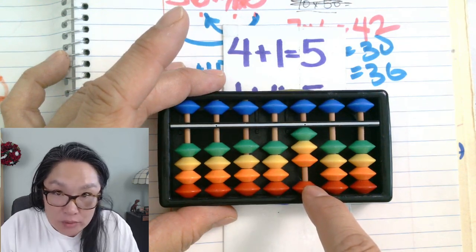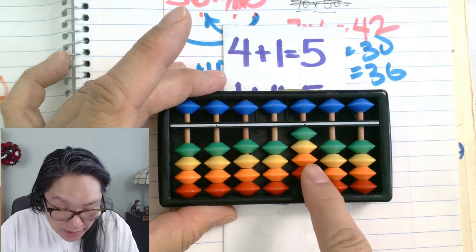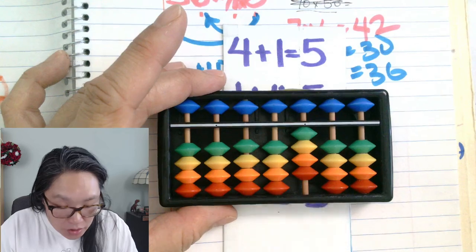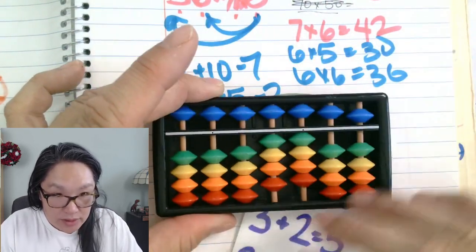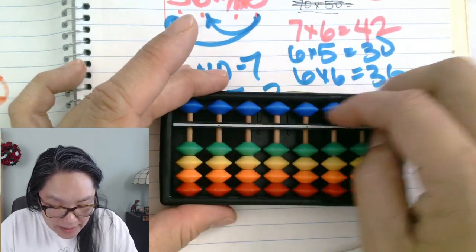We do not focus on the result. So when I add the 1, I know that this will be 4. Does that make sense? So that's neither here nor there. We're not doing this right now. What we're doing is we're understanding how to move the beads.